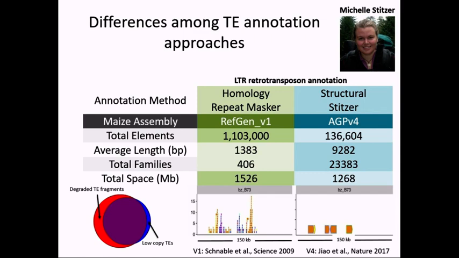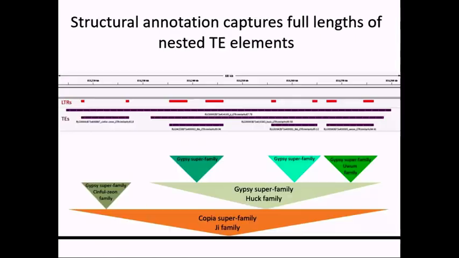Recently, Michelle Stitzer has been doing a structural annotation. So this attempts to find all of the pieces from an element and keep them together. So her annotation has a lot fewer elements, but they're much longer, and they have many more families. Essentially, these 2 approaches both find a lot in common. RepeatMasker finds a bunch of little fragments that are probably old, decayed pieces. The structural approach finds a lot of low copy elements not found the other way. So she has been doing this annotation, and this helps you to reconstruct these nests of transposons and know that this is just 6 elements across this region.